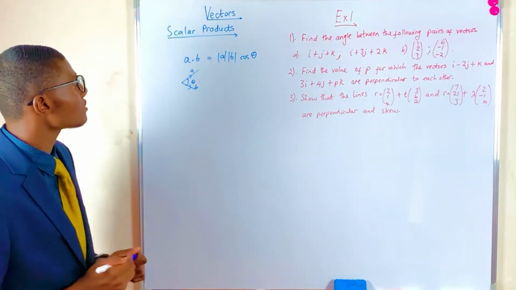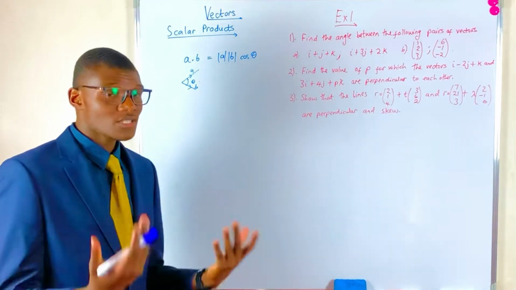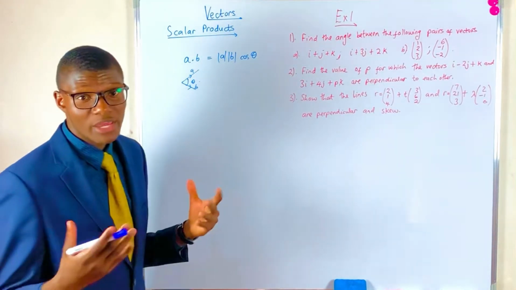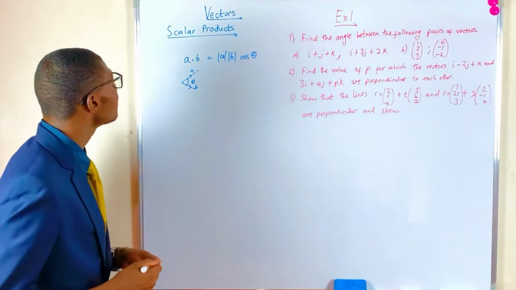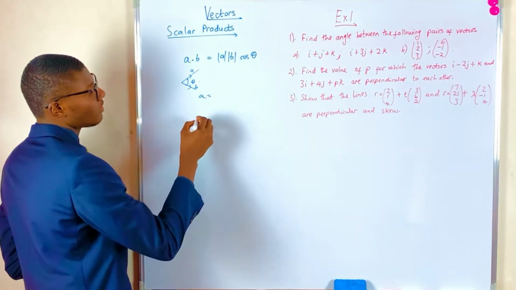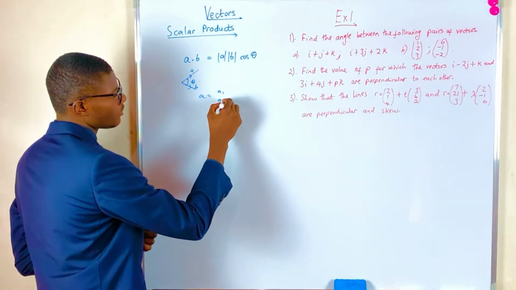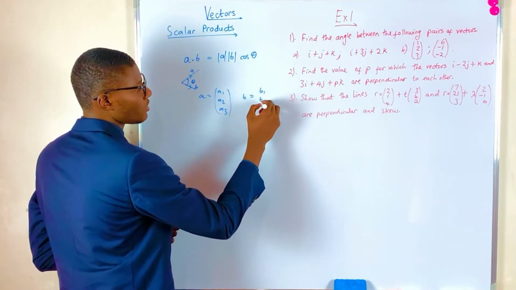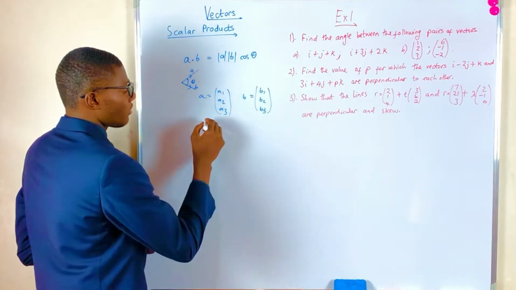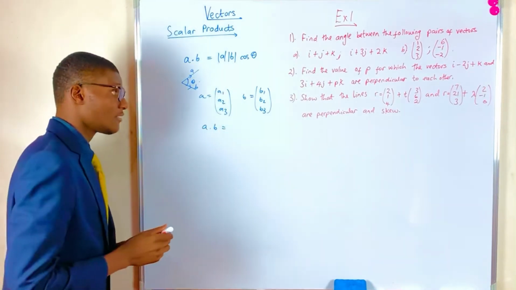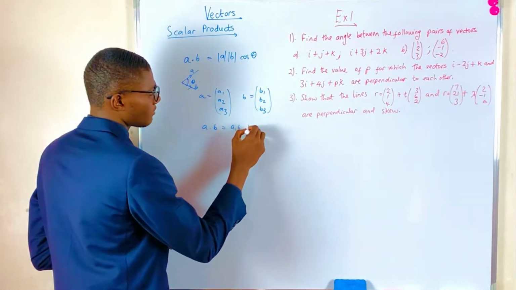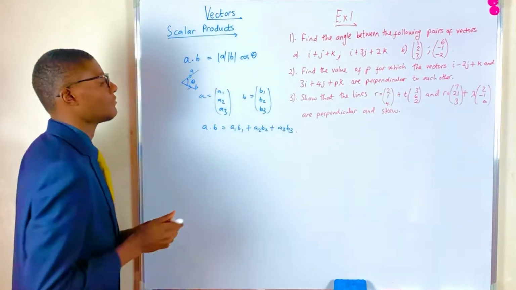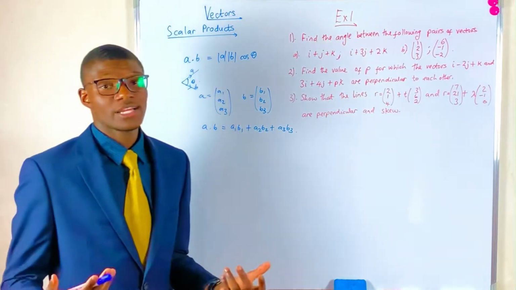But this method is not so convenient because in most situations we don't know theta. But we can come up with another way of calculating the scalar product. Say vector A is A1, A2, A3, then vector B is B1, B2, B3. A dot B will be given by A1 B1 plus A2 B2 plus A3 B3. So this is another way of calculating the scalar product.